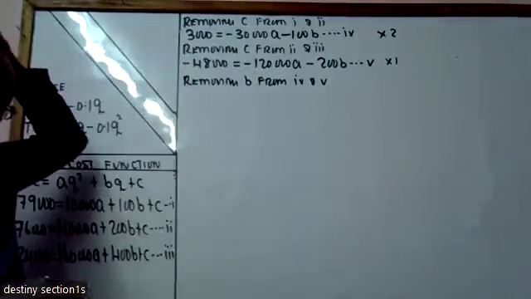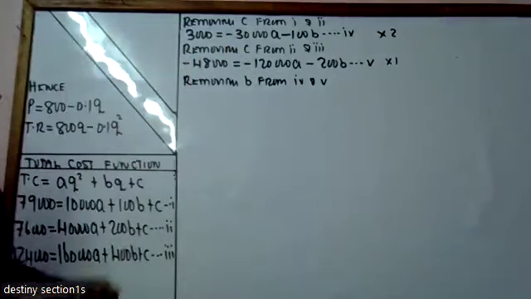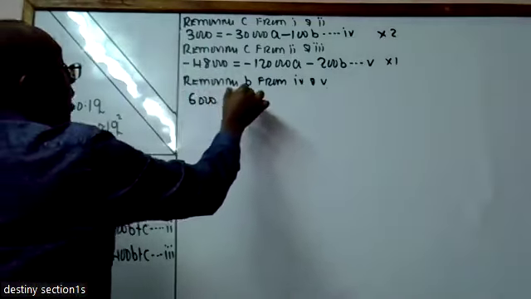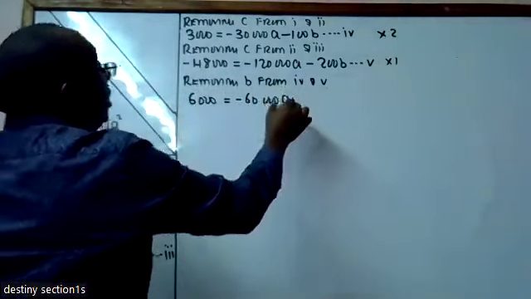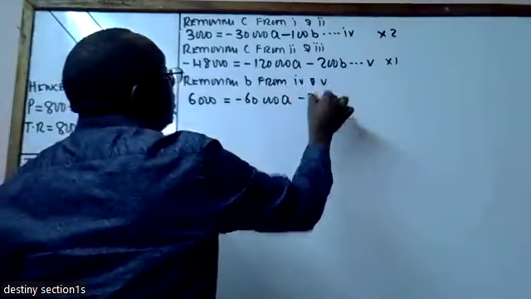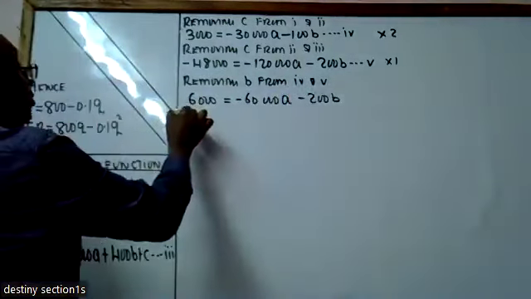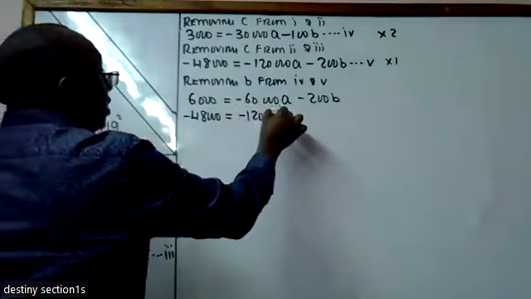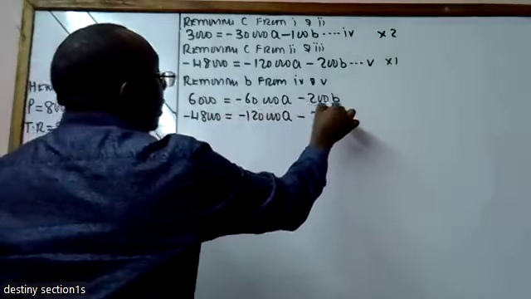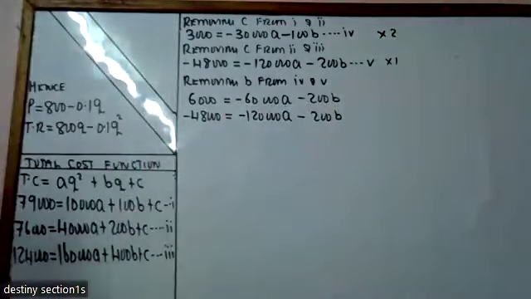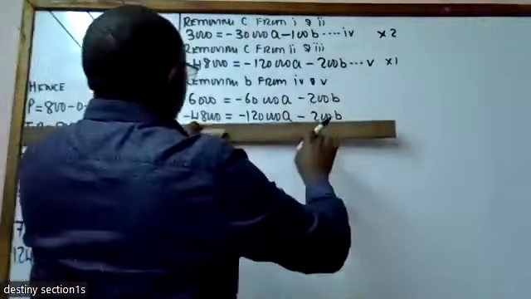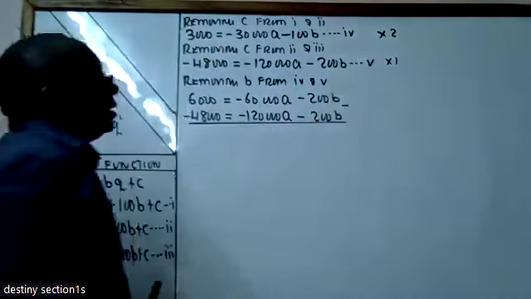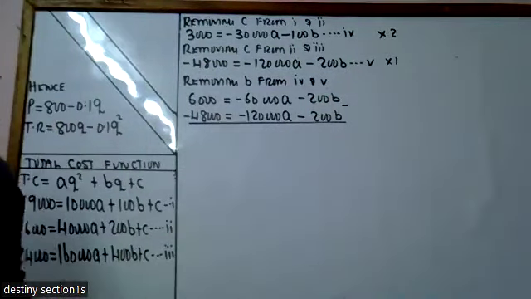Yeah. So the first equation we multiply by 2. So this one becomes 6,000 is equals to minus 60,000 A minus 200 B. Then this one becomes minus 48,000 equals minus 120,000 A minus 200 B. So in this case, I will subtract so that B disappears.